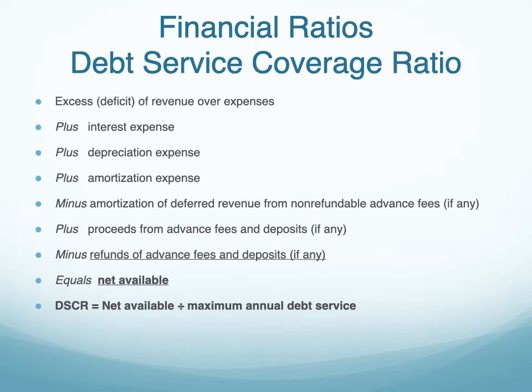Usually there are not. Generally those apply in continuing care retirement communities. And then you add the proceeds from any advance fees or deposits, if there are any. And then you subtract off refunds of advance fees and deposits, if there are any. And that equals your net available. So your debt service coverage ratio is equal to your net available divided by your maximum annual debt service in dollars.